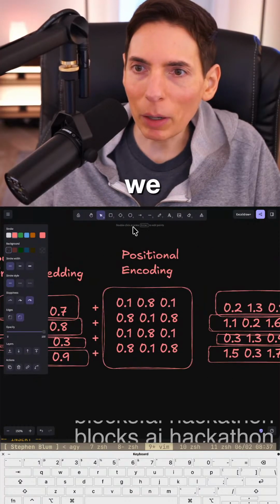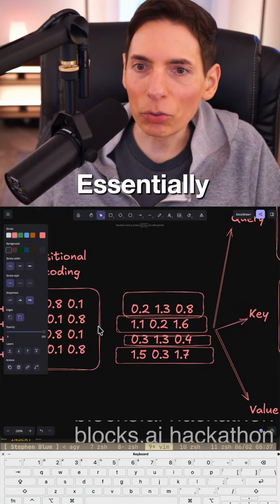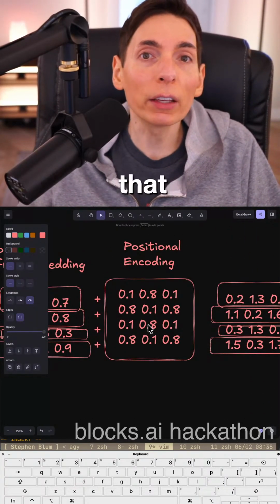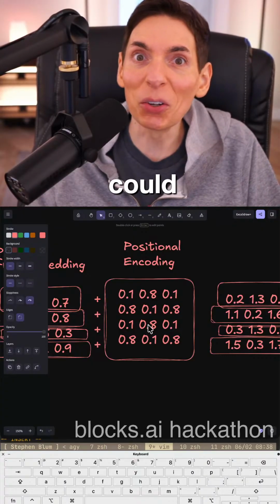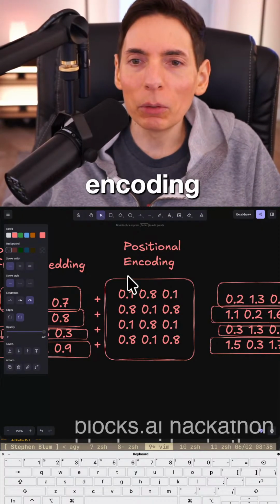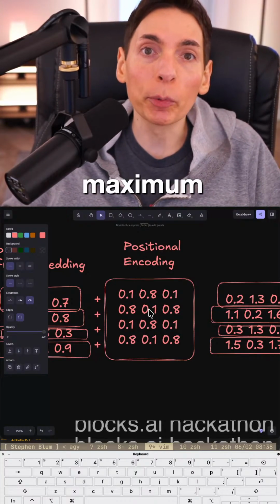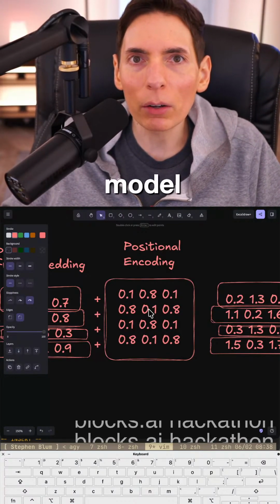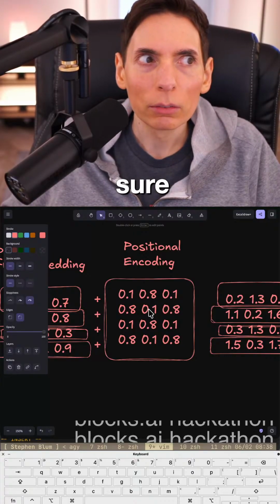Then we apply positional encoding, which you just add, right? And your positional encoding can be whatever kind that you want. There's a lot of different varieties. This positional encoding is one of the limiters on the maximum number of tokens. Otherwise, you could essentially have unlimited tokens in a model, I believe. I'm pretty sure you could.